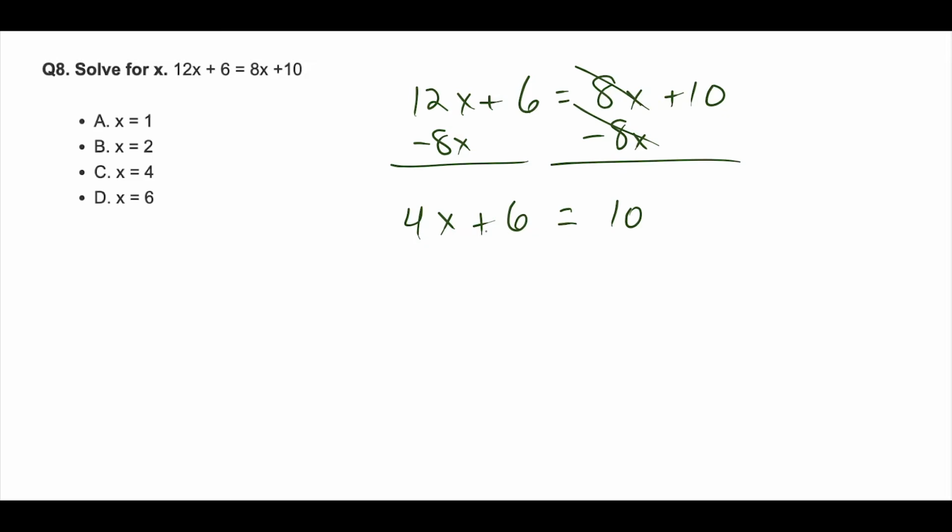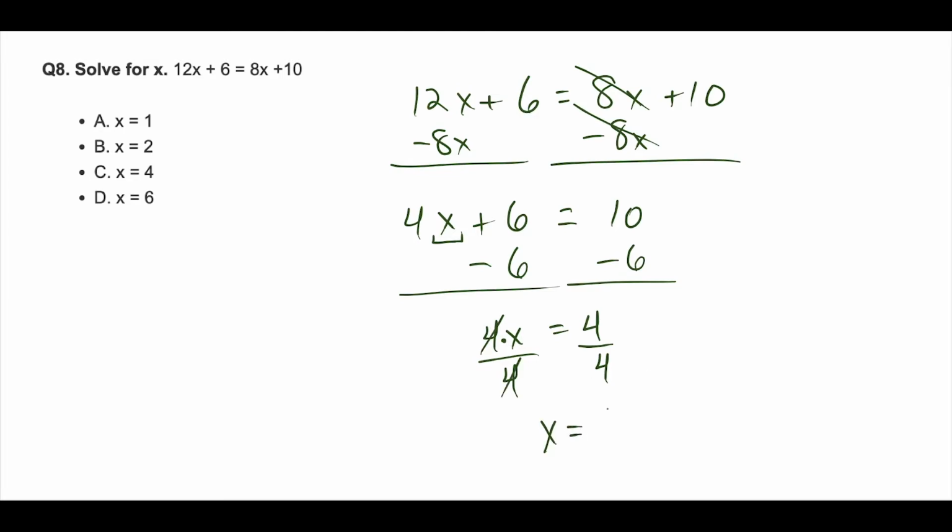The plus 6 follows, but now remember the goal is to solve for x. So I want to get rid of this plus 6. The opposite of plus 6 is minus 6. So we subtract 6 on both sides, and now we have 4x is equal to 4. Now to solve for x, we just divide both sides by 4 because this 4 is attached to x by multiplication, and the opposite of multiplication is division. And now we have x equals 4 divided by 4 is 1, so we're going with choice A.